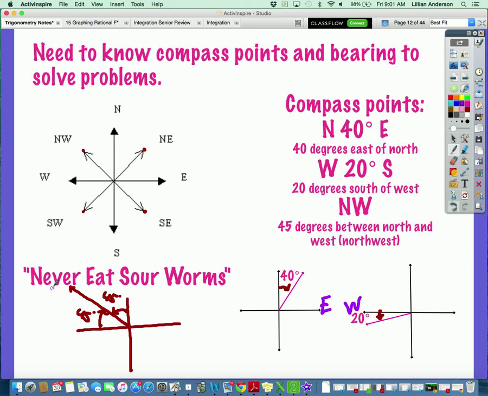I don't know if you guys know that never eats sour worms. Soggy waffles. Gotta be real. I've never heard soggy waffles till I came here. This children's one is soggy waffles. Gotta be real. I promise you. Sour worms makes so much more sense.